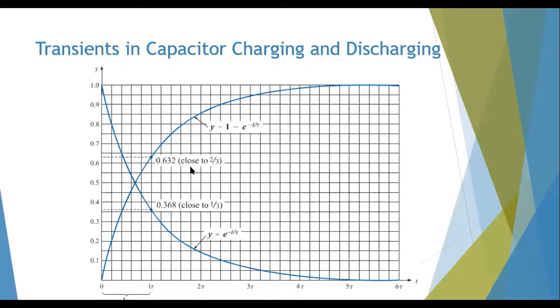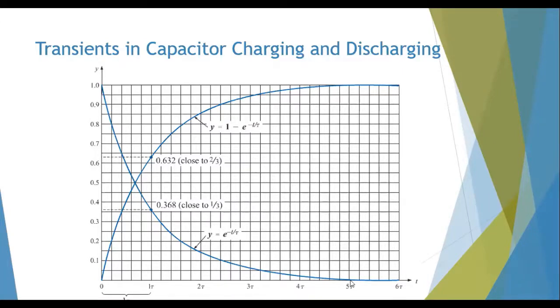We find that when you replace your t by 1 tau, the value you get is 0.632, so it is 63.2% of the final value. If you replace t by 2 tau and read this value off here, you find that it is almost 0.85, so almost 85% of the final value. If you replace it by 3 tau, it is almost 0.94, close to 0.95, so 94% of the final value, and so on.